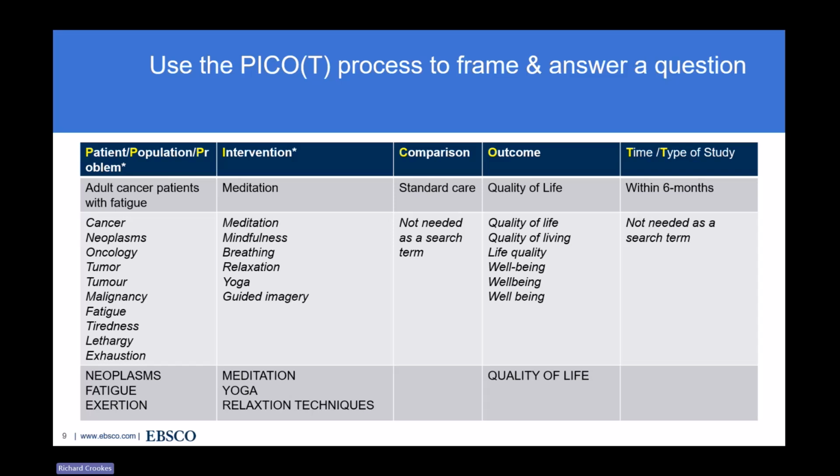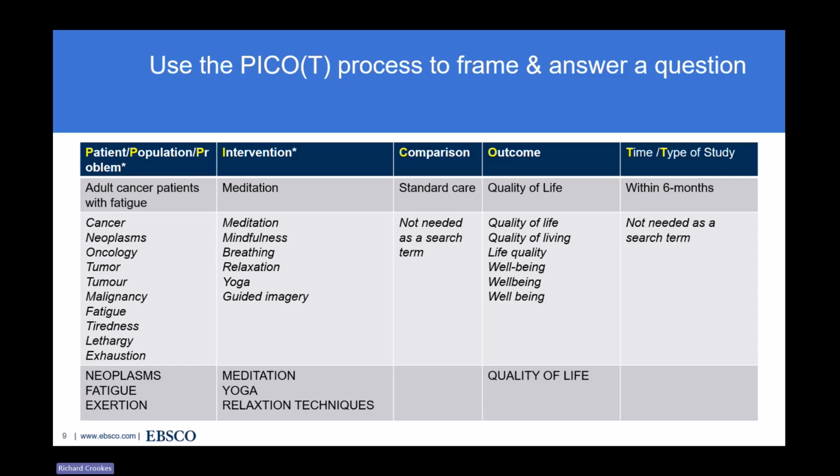So we're using the PICOT process to frame and answer a question. Obviously we've got the 5 categories there, the elements: the patient, problem or population. So adult cancer patients with fatigue; the intervention, we look at meditation compared to standard care; and then the outcome, of course, is the effect on quality of life within a 6-month time frame.